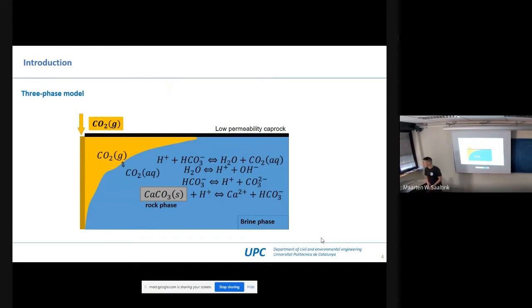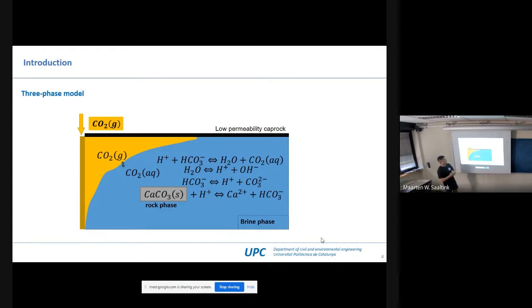So first, this model. When we inject CO2 underground, it will override the brine, and the CO2 can dissolve into the brine. When CO2 dissolves into the brine, the pH will reduce, and with the pH reduced, we have higher hydrogen concentration, and the rock will dissolve. So this is the system we are going to study.